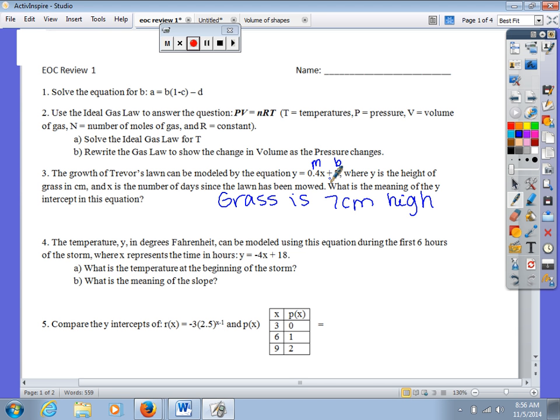Y'all got that? Okay, number 4. The temperature, Y degrees in Fahrenheit, can be modeled using the equation during the first 6 hours of the storm. This part right here is just meant to kind of throw you off, where x represents the time in hours, okay? So once again, this is slope-intercept form. What is the temperature at the beginning of the storm? What'd y'all say? It would be 18, because what's our key word here? Beginning. Beginning means initial value. So 18 degrees Fahrenheit.